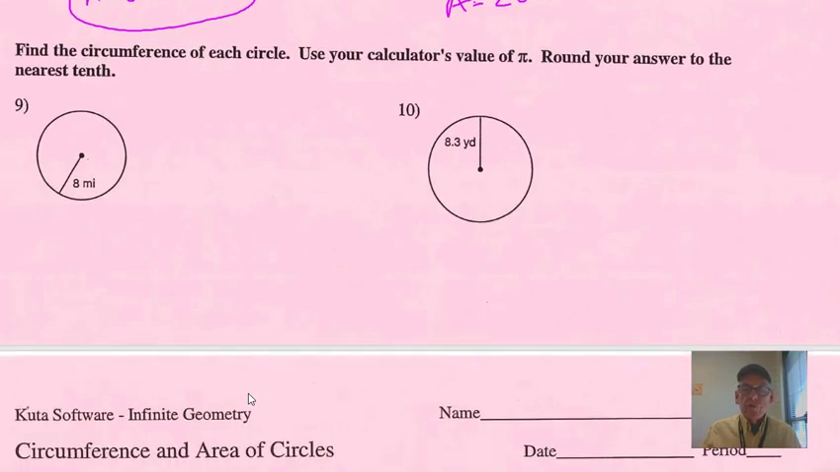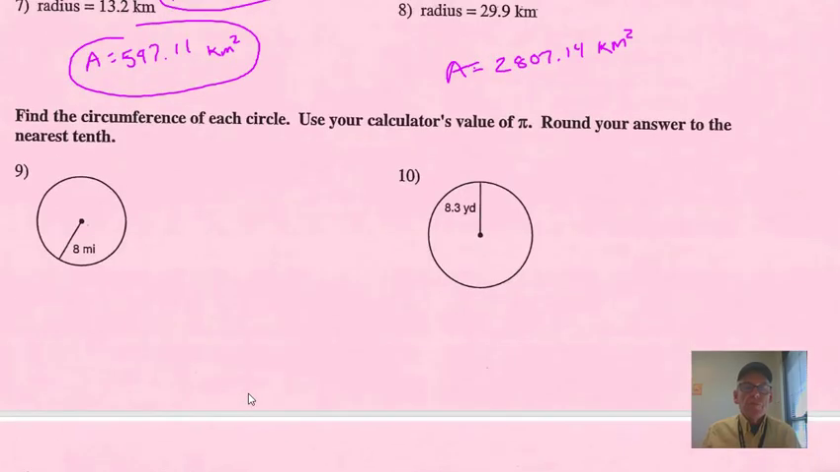Okay, let's see what we got for this one. Find the circumference. Use the calculator's value, round the answer to the nearest tenth. So we're going to one decimal place. So the radius is 8. We want the circumference. Now the circumference is 2 times pi times r.